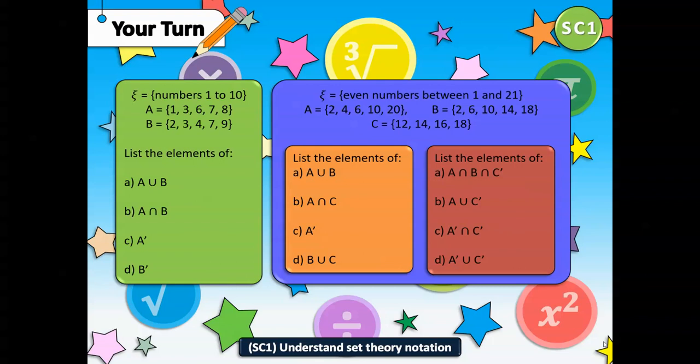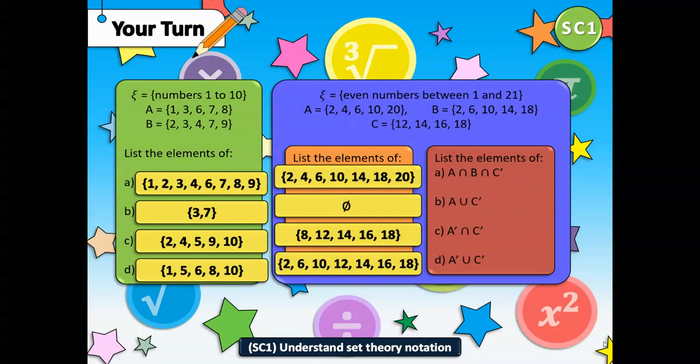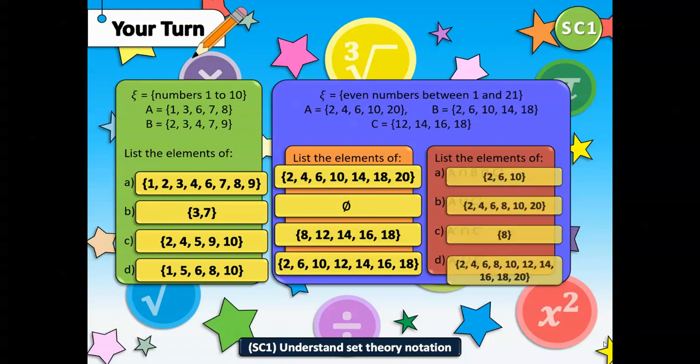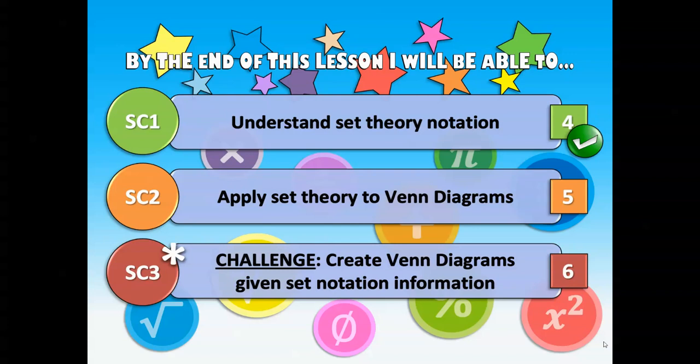Here are your answers. So there's your green answers, there's your amber answers, and there's your red answers. And now we've completed success criteria 1. So now we're going to move on to number 2, and this is to apply set theory to Venn diagrams.